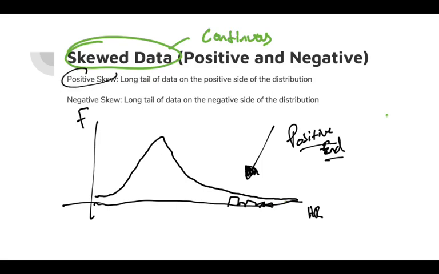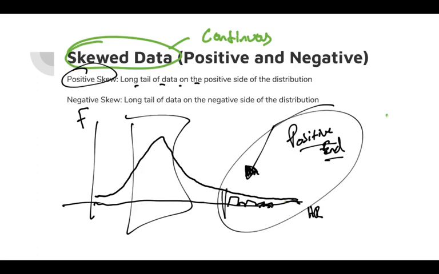So that's what we call positive skew. The long tail of data is on the positive side of the distribution. You have all of these extra numbers over here on this positive side, where the bulk of your data sits over here. There are these ones on this side. And so it skews. It pulls your data this way.